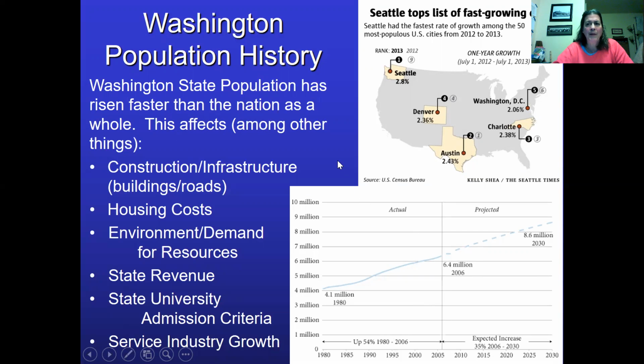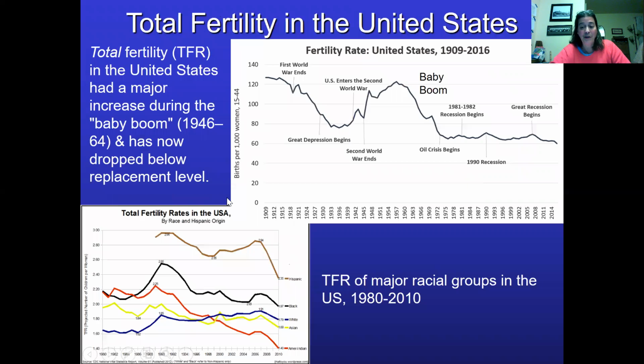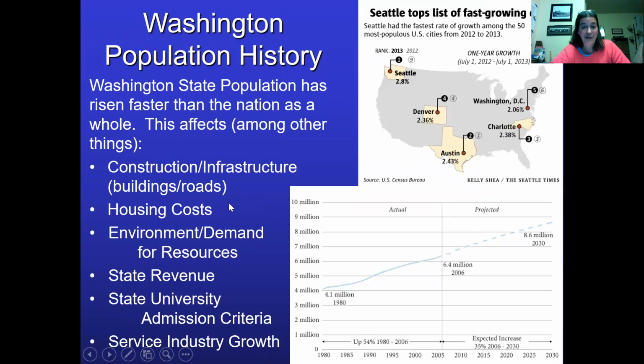So what does that kind of population growth do? You're going to be looking at some of this in class with one of your free response questions this year. Generally, when you have a rapidly growing population, it might have an effect on your infrastructure. As your population grows, it can put a strain on your infrastructure. You're going to need more buildings, more roads, et cetera, more housing. Because you have a growing population, your housing costs can go up. And as we know, Seattle has a really high housing cost.